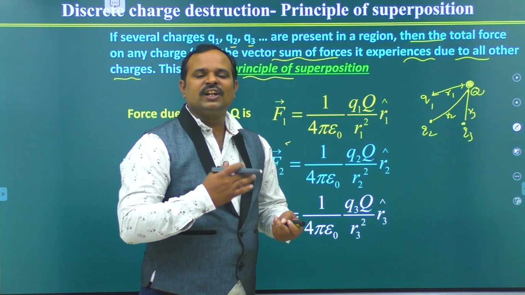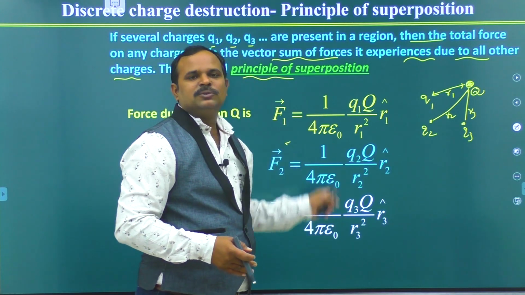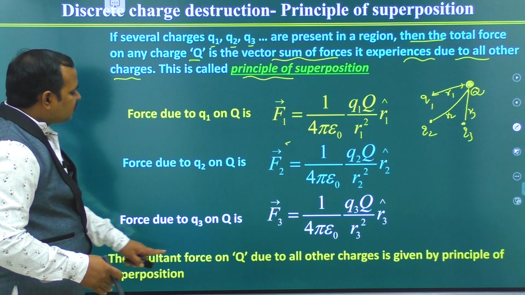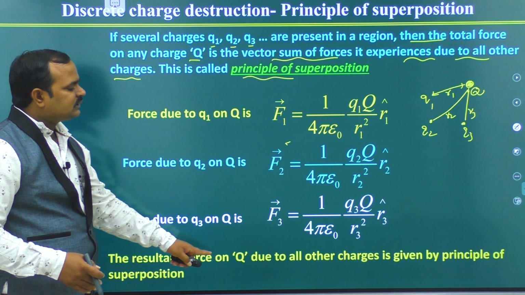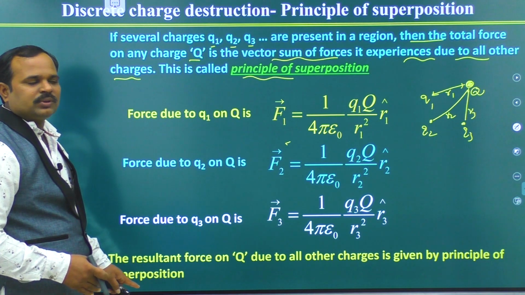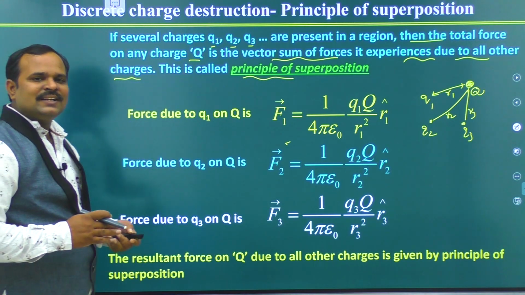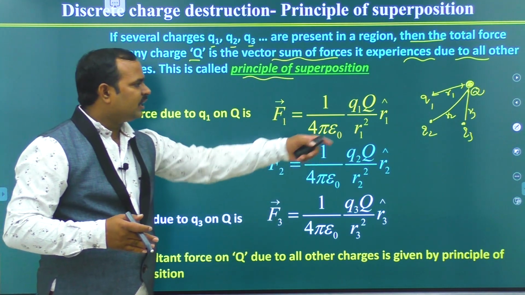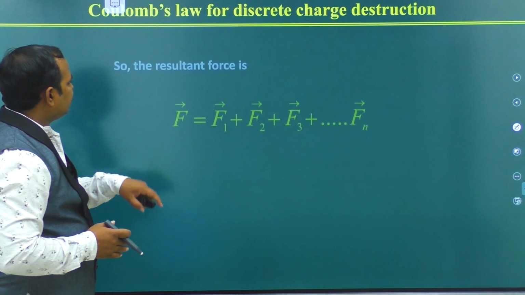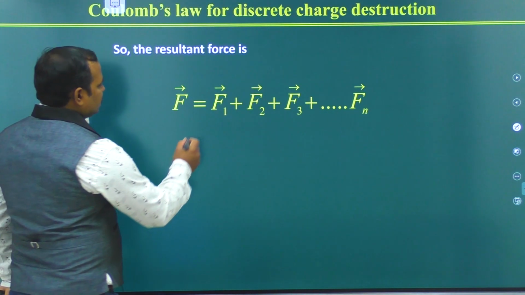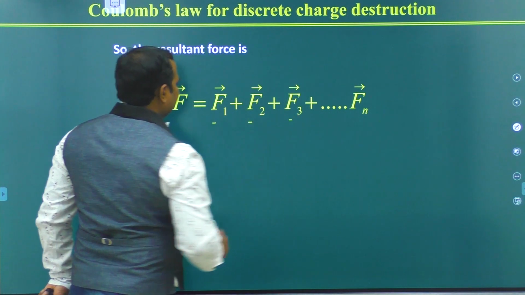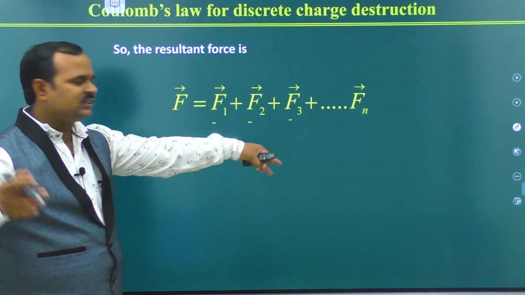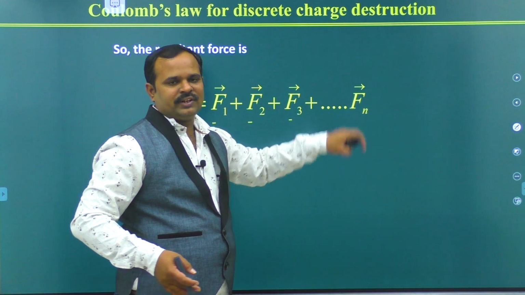Now, the total force acting on the Q is the vector sum of all these forces. So here the resultant force on Q due to all other charges is given by the superposition principle. The superposition principle states that the vector sum of all other forces is the resultant force acting on the charge Q. That can be written this way. So the resultant force is F equal to F1 plus F2 plus F3 and so on. If you have n charges, then it is until Fn.